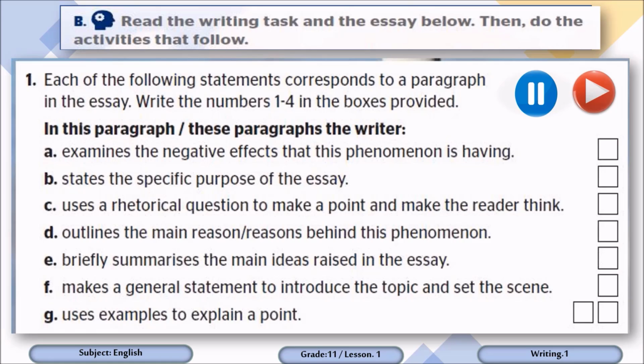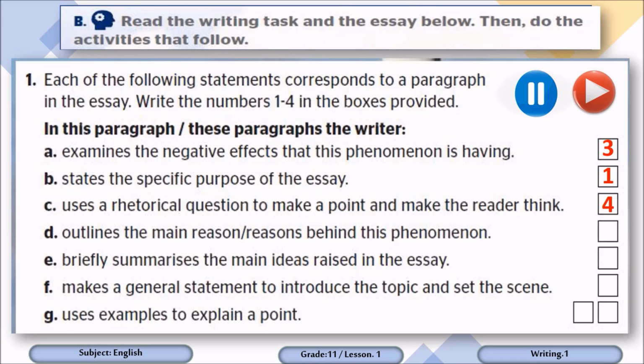Okay, now it's time to check the answers. Which paragraph examines the negative effects that this phenomenon is having? Excellent. Paragraph number 3. Which paragraph states the specific purpose of the essay? Very good. Number 1. Because as you know, the writer usually mentions the purpose of the essay at the very beginning, so it's paragraph number 1. Letter C. Which paragraph uses a rhetorical question to make a point and make the reader think? Number 4. Fantastic.